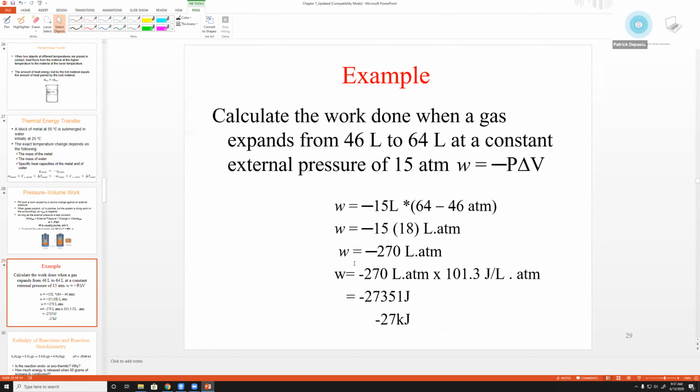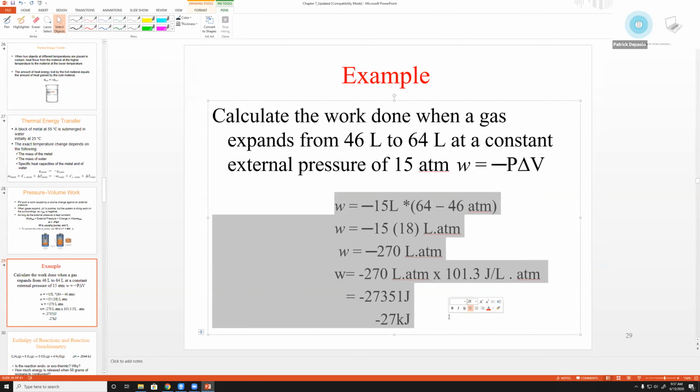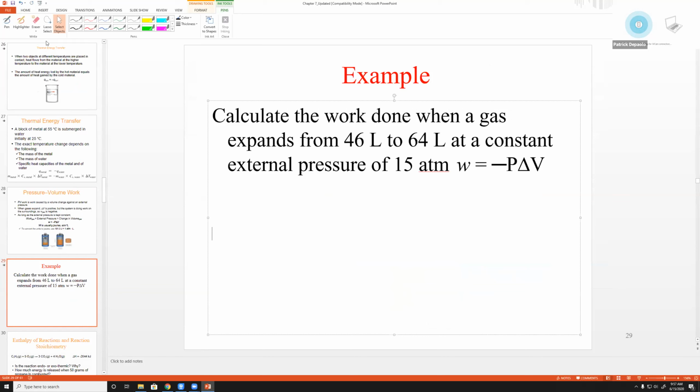So let's do an example. We'll cut this out of the way. Okay, so I think this is a simpler example, but let's do it.